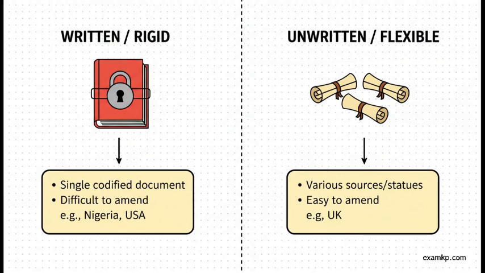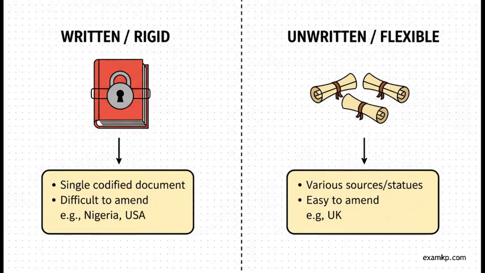Then, on the other side, you have unwritten and flexible constitutions, like what they have in the UK. Their rules are kind of scattered across different laws, court decisions, and traditions, and changing them is much easier. It's flexible because it can be amended just like any regular old law.